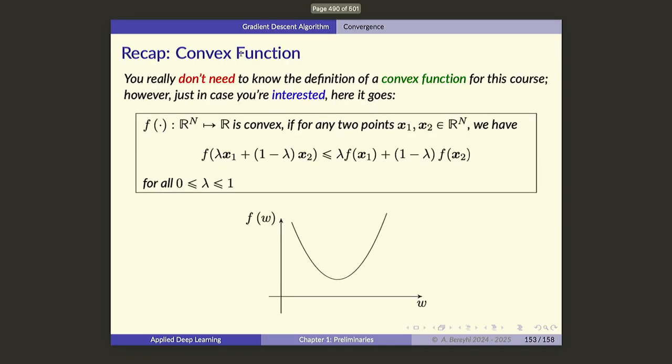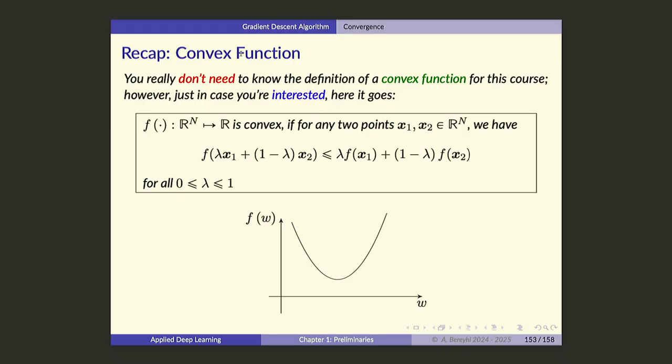So let me clarify this one. First of all, this is a convex function. You don't really need to pay attention to this definition here. If you like, you can check it later. The only important thing is that a function is convex when it looks like this, right?